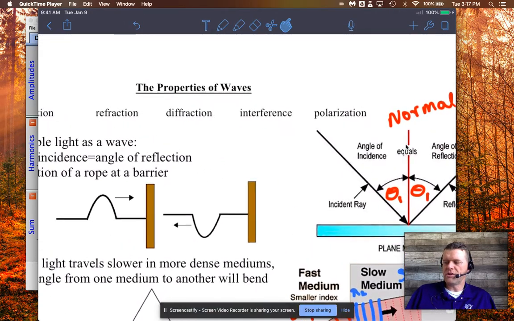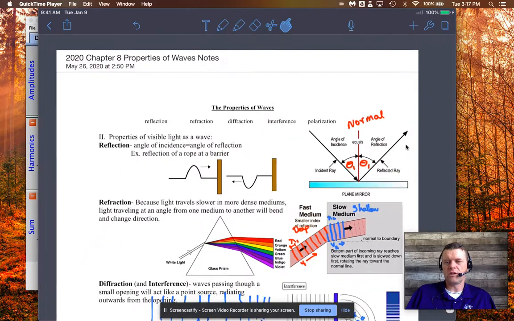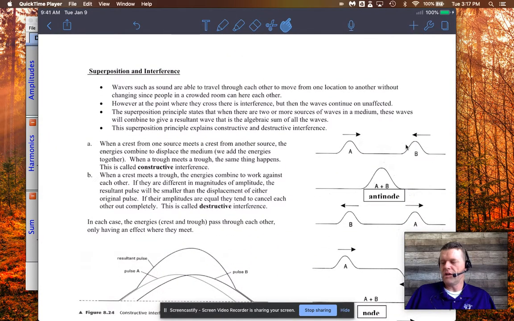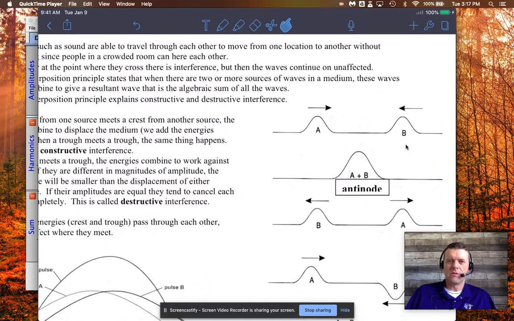Reflection, refraction, diffraction, interference, and polarization. I just want to take a minute further on interference and this idea of superposition, because there's a couple of terms that we're going to use shortly.